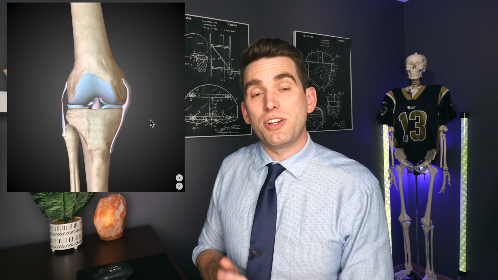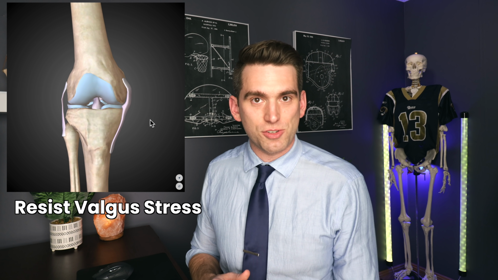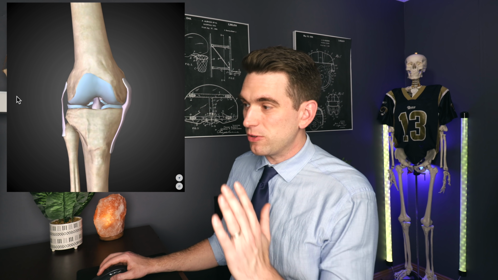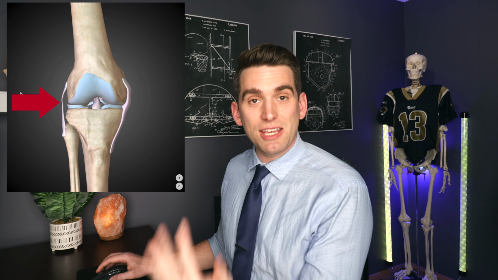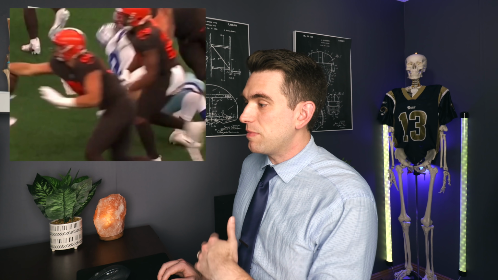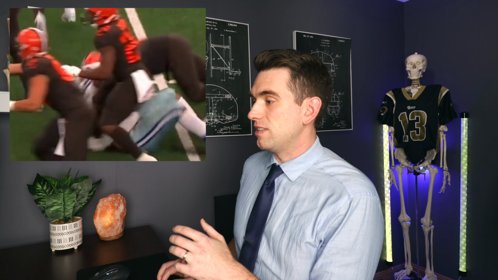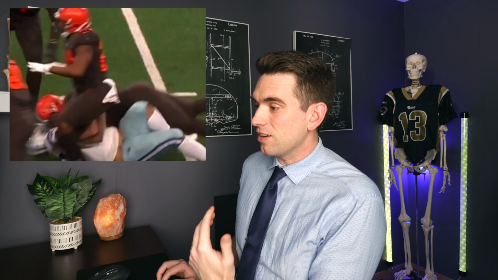The primary function of the MCL is to protect the knee from valgus stress. A valgus stress is whenever some force is applied to the outside of the knee, pushing the knee inward, or pushing the knee into a valgus position. So if we go back to this play where Chubb got hurt, this lineman falling into the outside of his knee imparts a valgus stress right there onto the outside of the knee, causing it to bend inward.